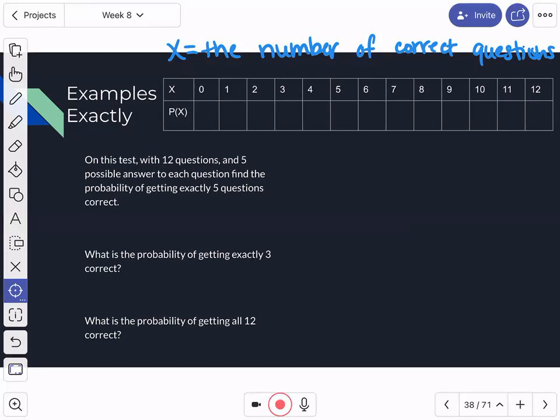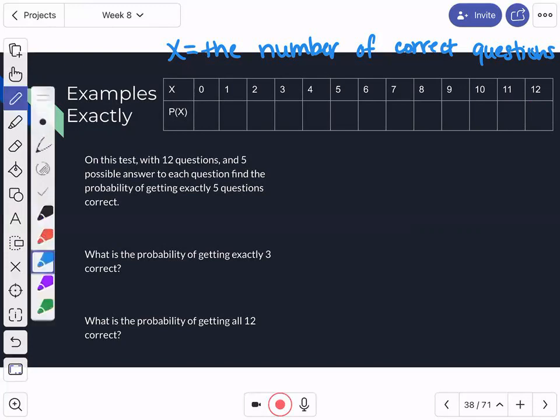Now, to calculate this, here's what happens. If I want to find the probability of getting exactly 5 questions correct, we already said that that sets up like this. To get 5 correct, you would have to have probability of success 0.2 how many times? 5 times, right? And then probability of failure 0.8, how many times? 7 times. How do we get the 7 again? 12 minus 5, good.